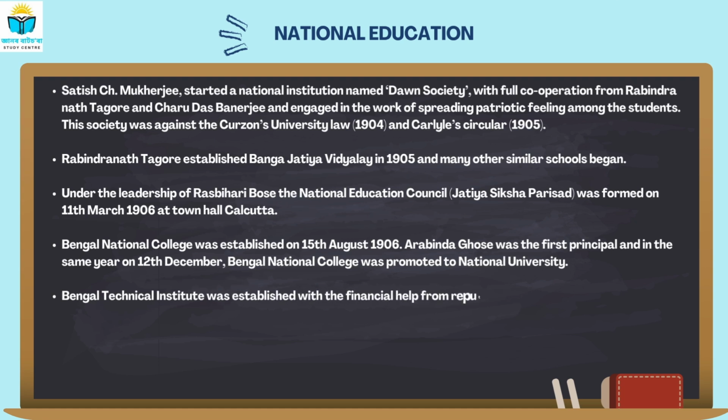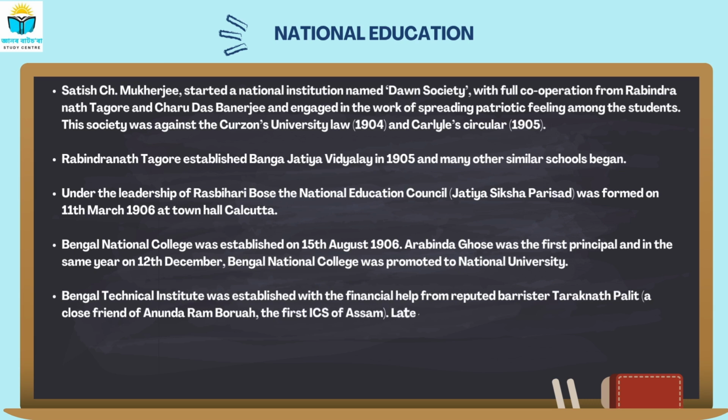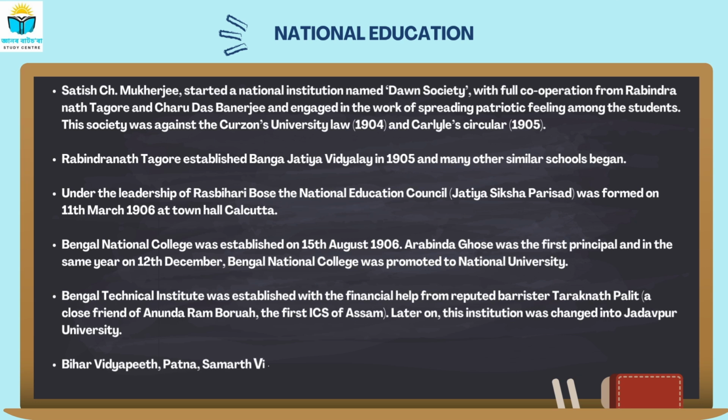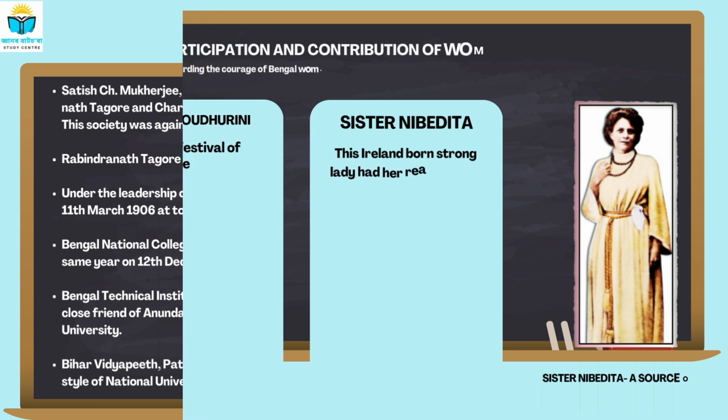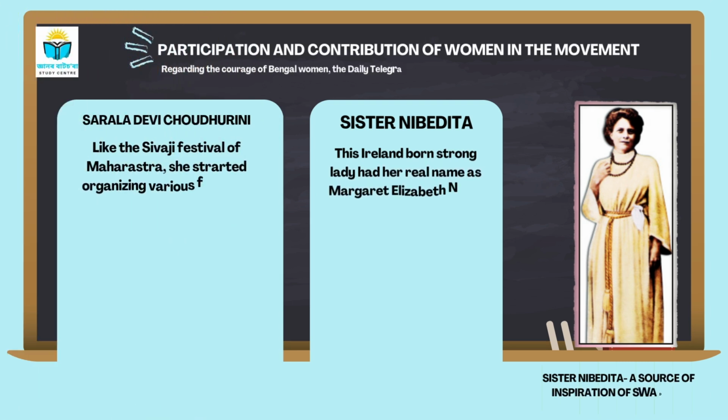The Bengal Technical Institute was founded with financial support from Taraknath Palit, a close friend of Anundaram Barua, Assam's first ICS officer. This institution later became Jadavpur University. Inspired by this, other national institutions like Bihar Vidyapith in Patna, Samarth Vidyalaya in Maharashtra, and Gujarat Vidyalaya in Gujarat were also established. Participation and contribution of women in the movement.